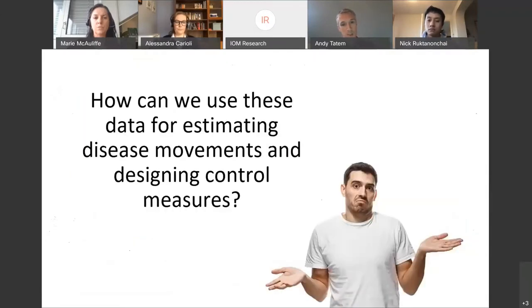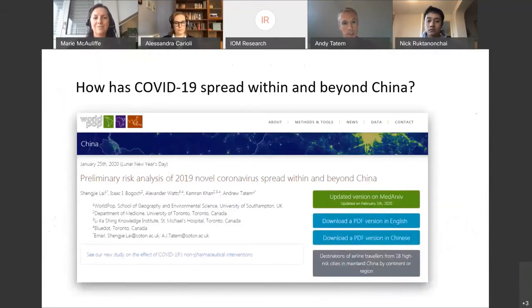So how can we actually use these data for estimating disease movements and designing control measures? Here is where I'll hand over to my colleague, Lai, who led some work on that.